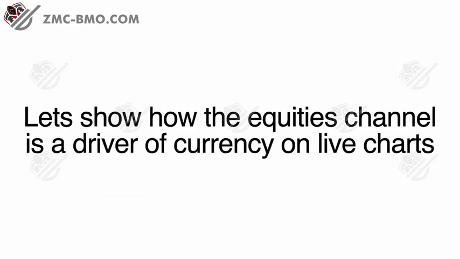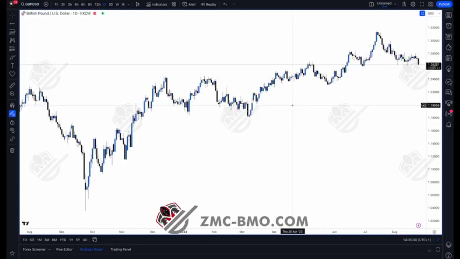Let's show how the equities channel is a driver of a currency on live charts. As we just spoke about, we've looked at equities, and different currencies are of course very sensitive to that. In that example, the screenshot, GU, because we're looking at pound, which is a risk-on currency. Technically, risk-on currencies tend to be relatively volatile and export a lot of commodities. However, because of the UK and its financial system, it's seen as that sort of risk-on, risk-off currency. So in the screenshot example, we looked at the S&P.